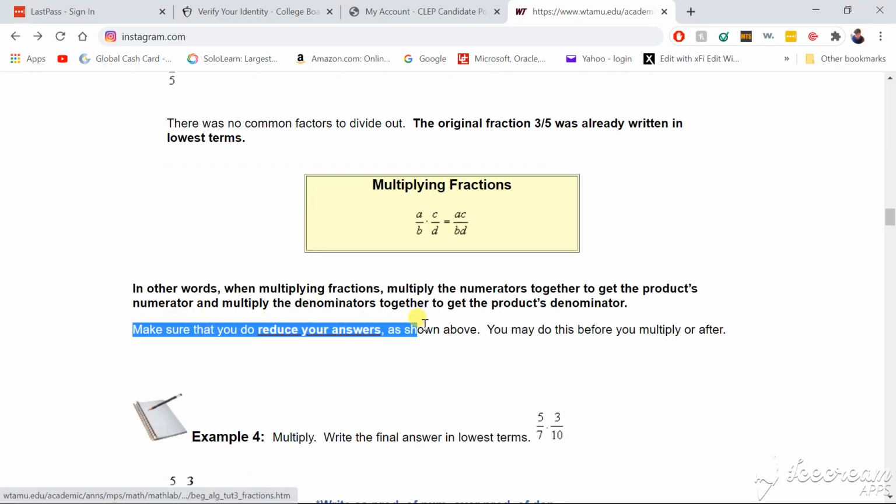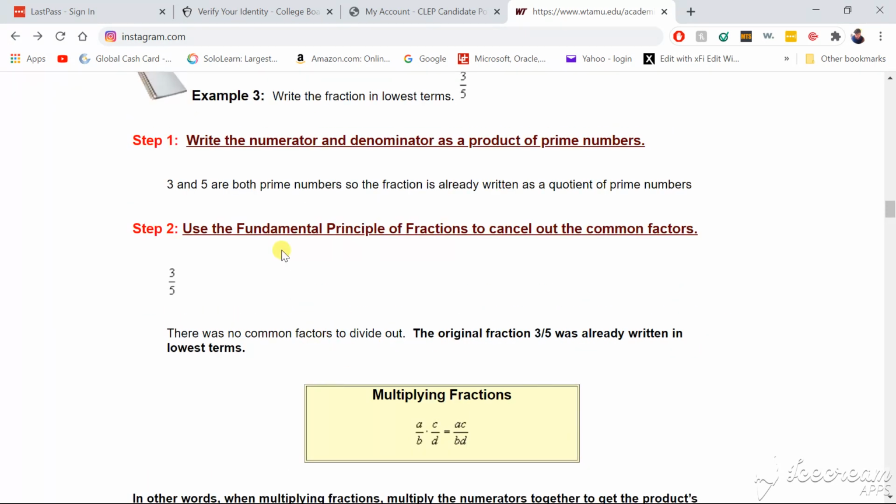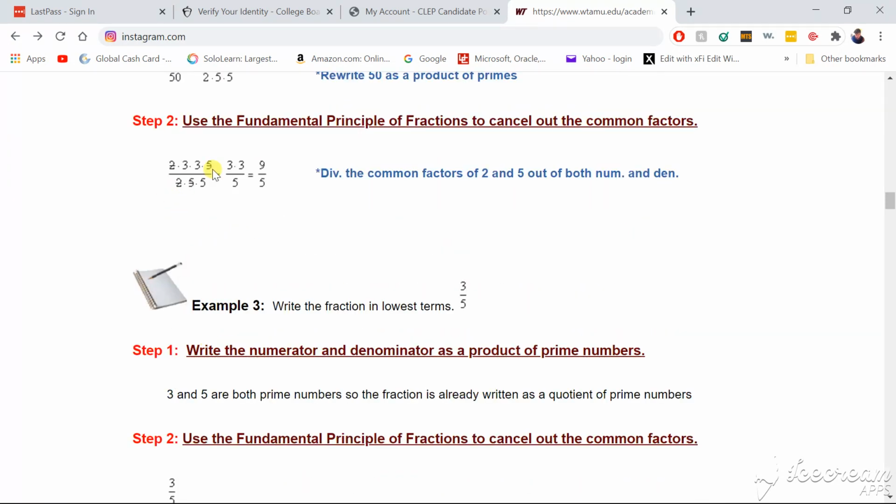Make sure that you reduce your answers as shown above. You may do this before you multiply or after. Reduce means literally getting to prime numbers.